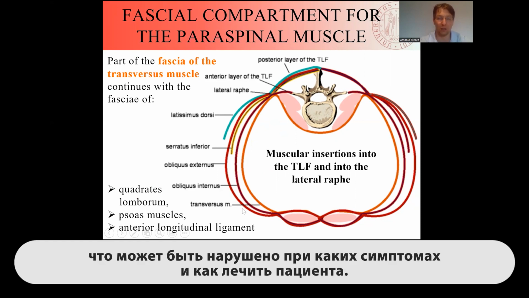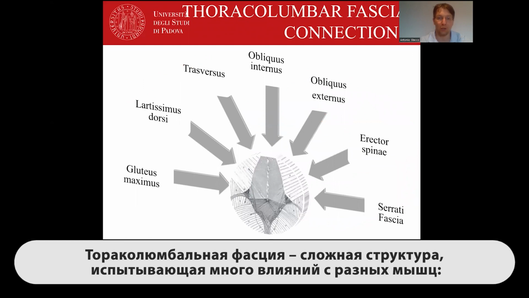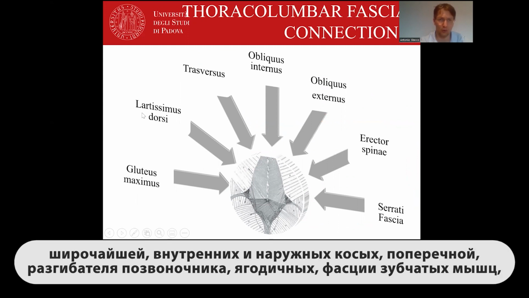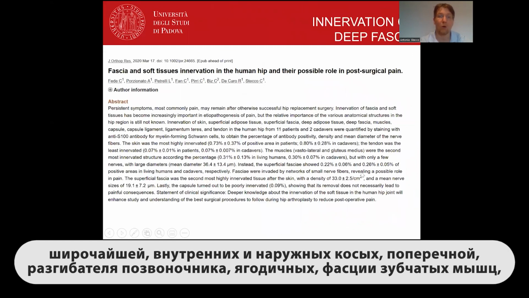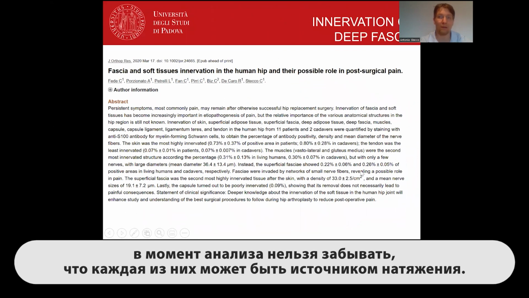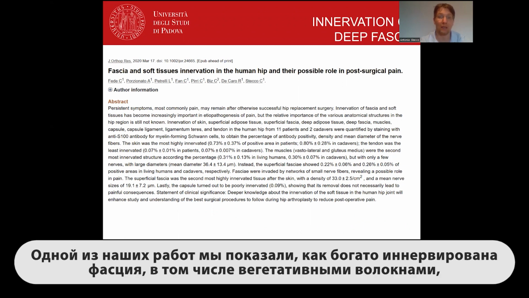So the antagonist of the symptom can help you to figure out what is wrong and how you can treat the patient. Because the thoracolumbar fascia is a really complex anatomy with a lot of collagen fiber coming from a lot of structures: gluteus maximus, latissimus dorsi, transversus, obliquus internus, obliquus externus, erector spinae, serratus fascia. When it's time to analyze, you have to take into consideration that each of them can be a source of tension. Okay, and we have proved with a particular study at the level of the hip how important the innervation of fascia is, how it has to be taken into consideration.